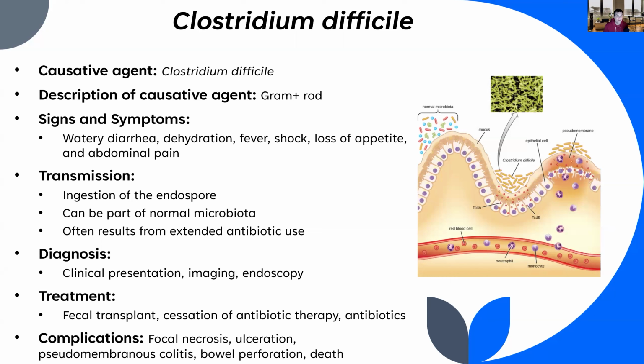It can be part of our normal microbiota, and it's typically kept in check by the other species that reside in the gut. However, chronic use of antibiotics, overuse of antibiotics, can reduce the population of the good bacteria in the gut, and this often allows C. diff to overgrow. So basically, C. diff infection can often be the result of the overuse of antibiotics.